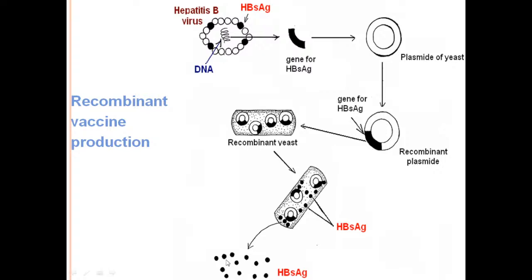So Engerix-B, for example, this vaccine contains only HBs antigen. There is not one living viral particle, only HBs antigen. Once more, this vaccine is given to any newborn in any country of our world.